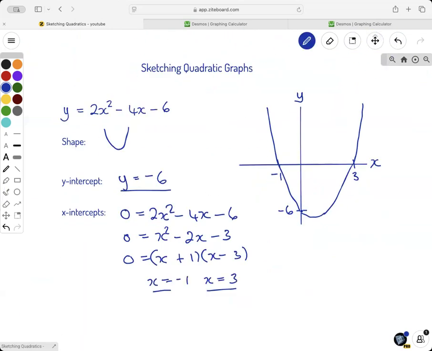I'm slightly out there, but that will still get the marks. Just if you're a bit further out, just rub out and redraw. Don't start feathering the graph because you can get marked down for that.